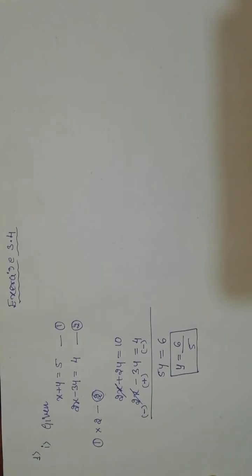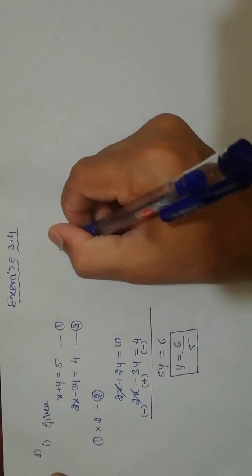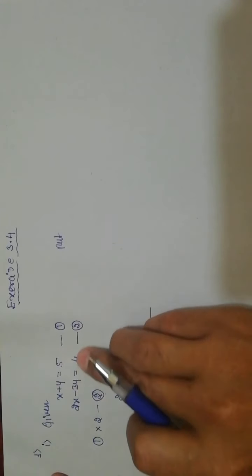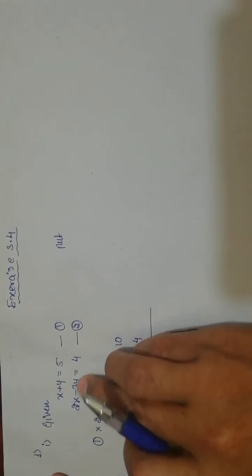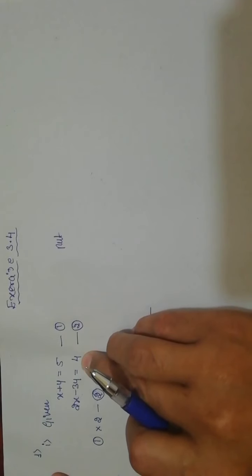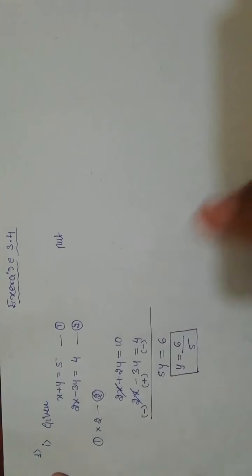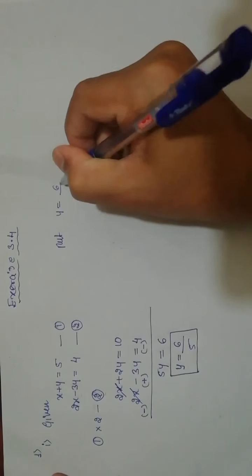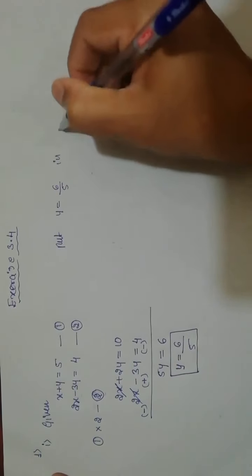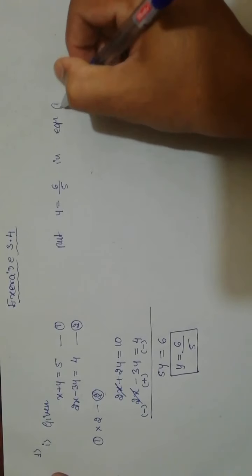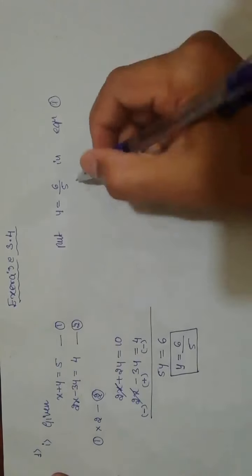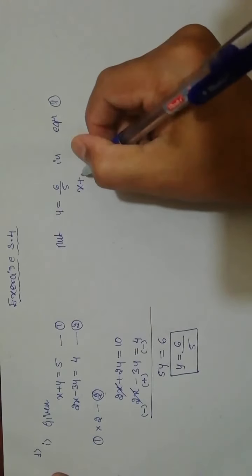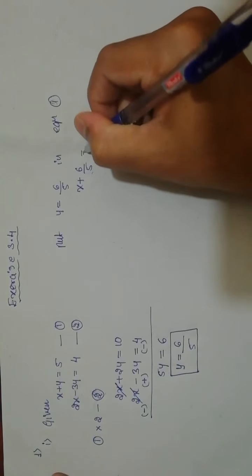Now you need to put this value in either equation 1 or 2 so as to get the value of x. I'm going to put this in equation number 1 because equation 1 seems very simple, but equation 2 has coefficients and seems complicated for you. That's why I'm going to choose equation 1. Put y is equal to 6 divided by 5 in equation number 1. Then it will become like this: x plus y, that is x plus 6 divided by 5, is equal to 5.